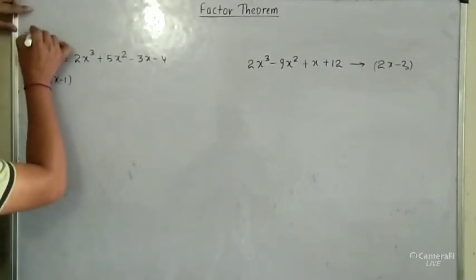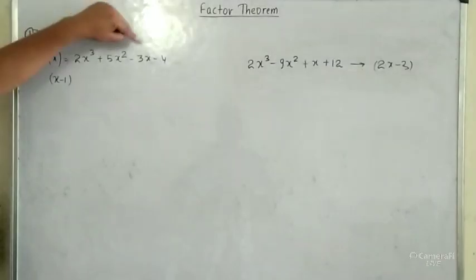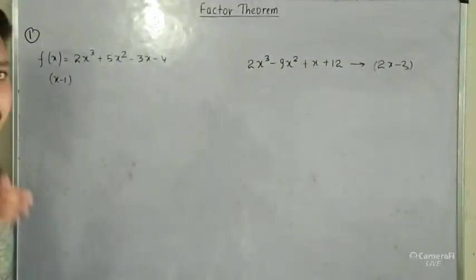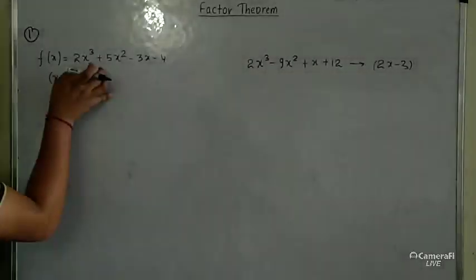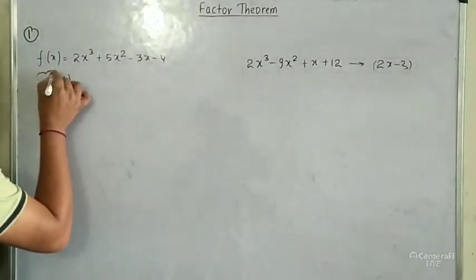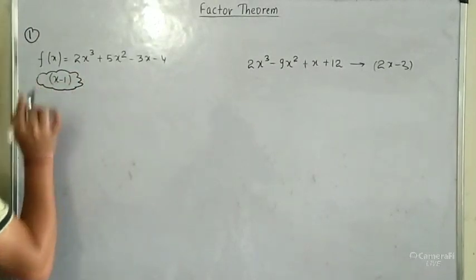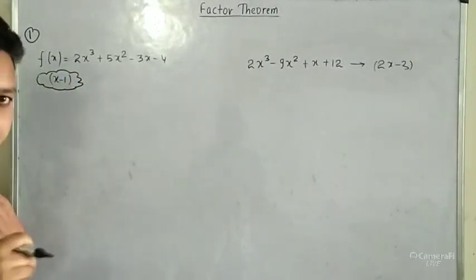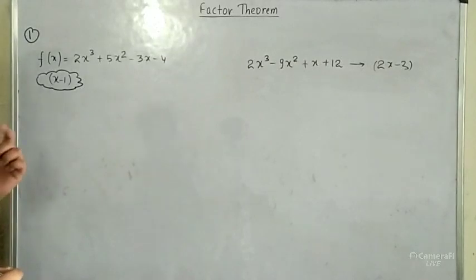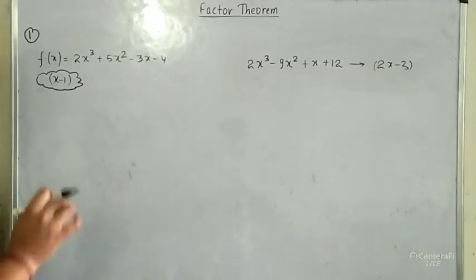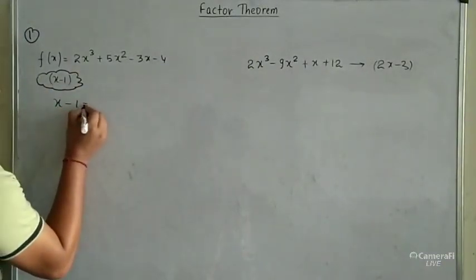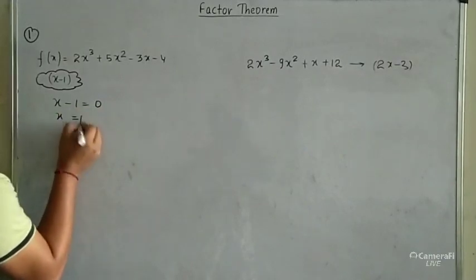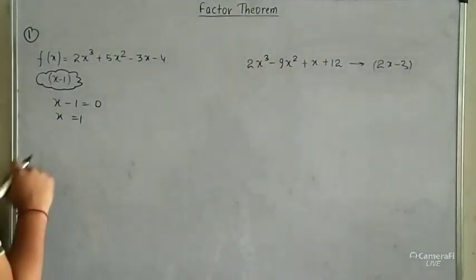This is f(x) is equal to 2x cube plus 5x square minus 3x minus 4. And when this expression, a polynomial, is divided by x minus 1. So in the remainder theorem, what can we do? We can substitute x is equal to 1. Similarly here we can put x minus 1 is equal to 0, so x is equal to 1.